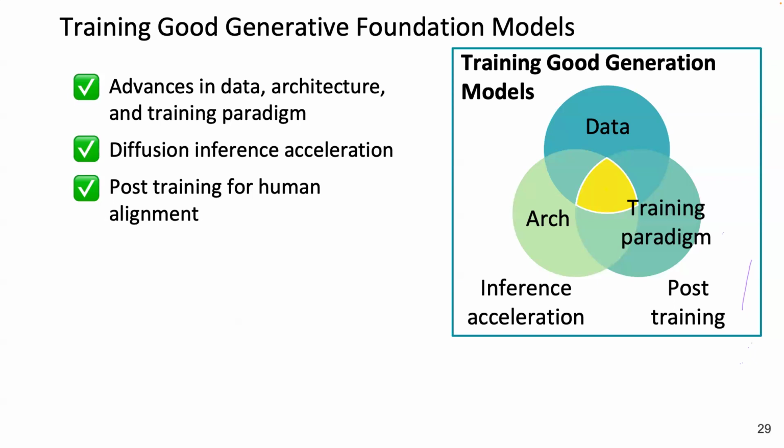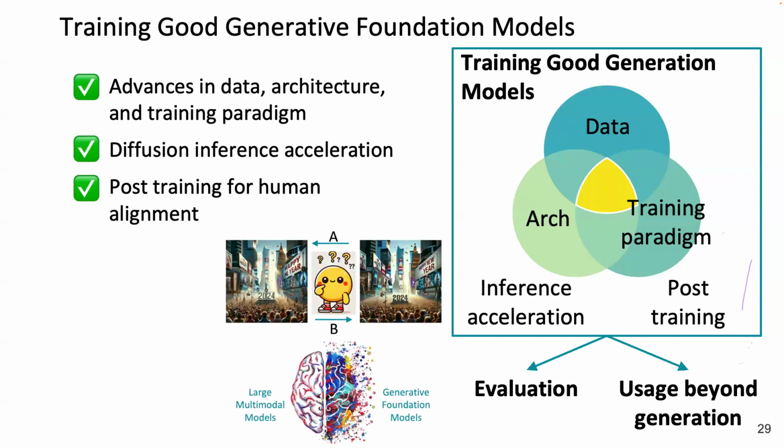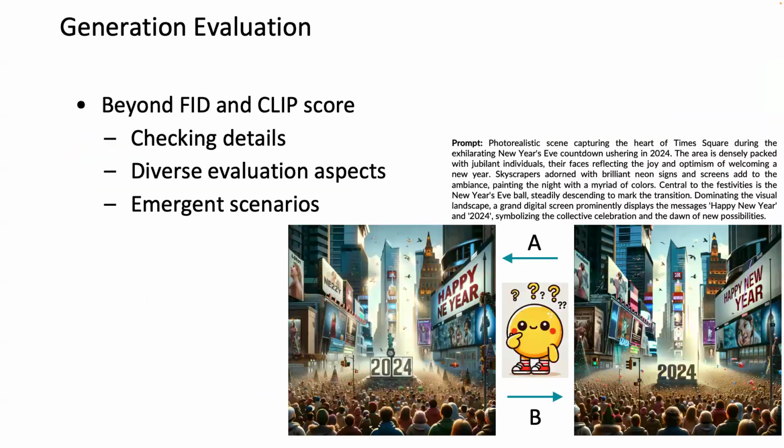So what's next? The first is about direct applications, where we want to use it to generate images for us. So the related problem is how to do evaluation. And also, as mentioned earlier, we will discuss in the next part the usage beyond generation. So we start with image generation evaluation, which turns out to be actually harder than we expected.